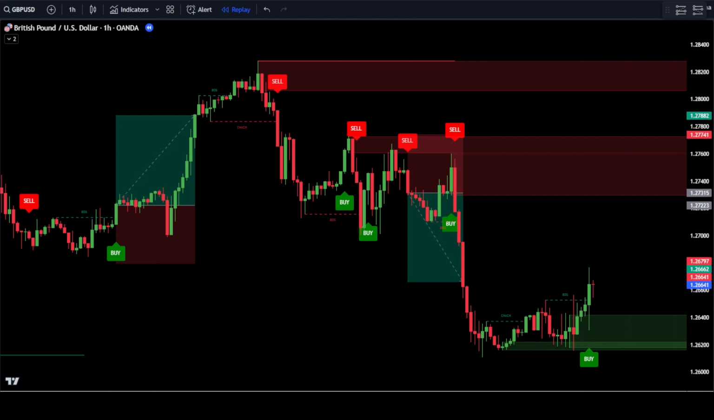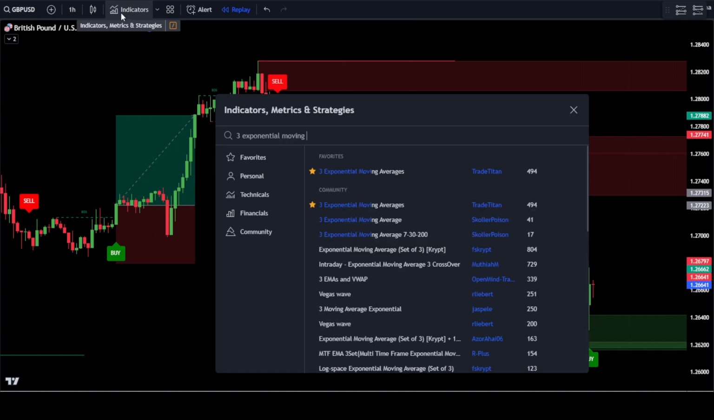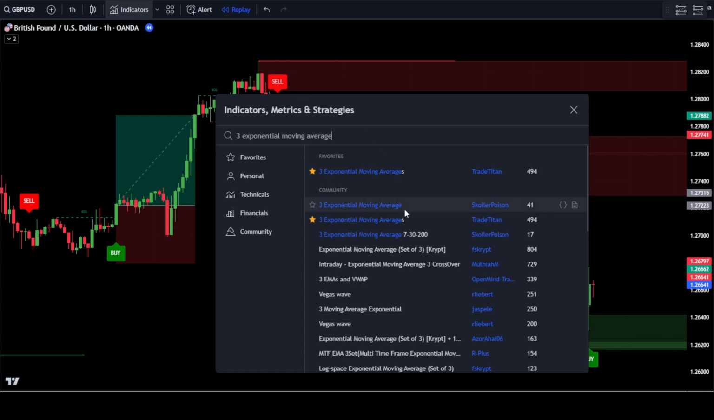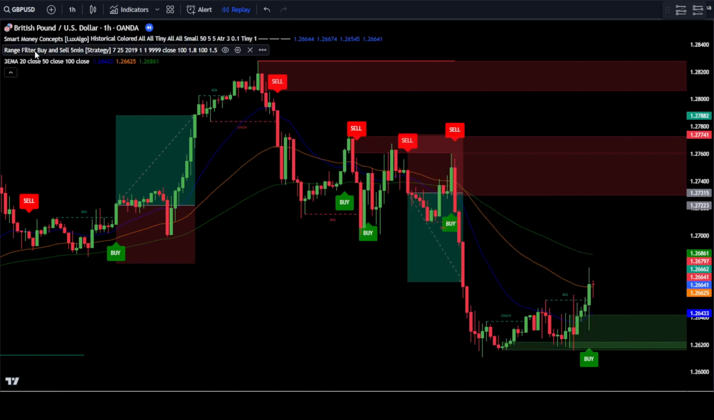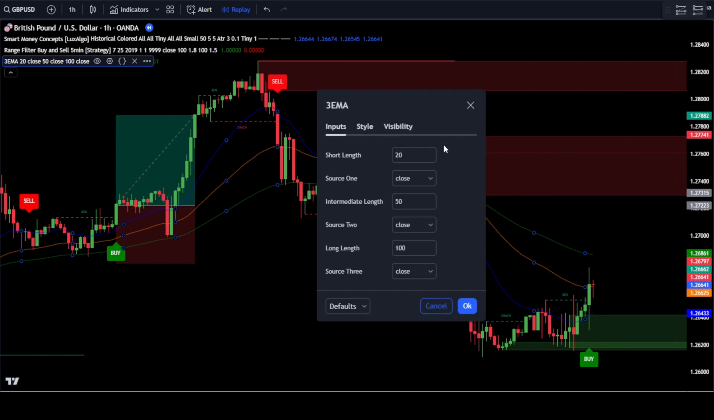in the market. Go to the Indicators tab and then type in 3 exponential moving average. Then select 3 exponential moving average from TradeTitan. After that, go to the Settings tab of the 3 exponential moving average indicator. In the Input tab, change the short length to 50.